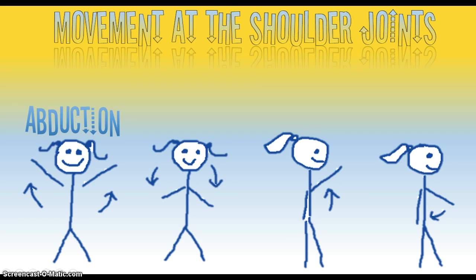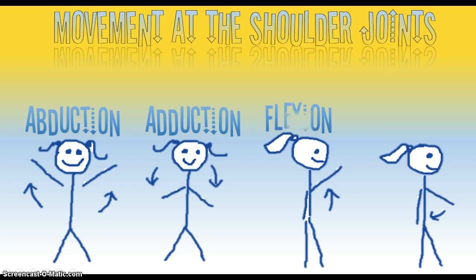Okay, so the first one's abduction, moving away from the midline. Adduction, adding the body part to the midline. Flexion, bending at the joint, decreasing the angle. And extension, increasing the angle. At the shoulder, it's commonly confused because you're thinking that the angle is from the shoulder down, but it's actually from the shoulder up.